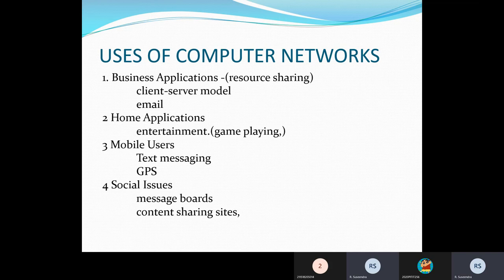The second thing is that we use computer networks for home applications. We all play PS5 or some Rummy and so on. We play entertainment games, such as online games, over the network. We are playing from our home, but we are able to play virtually. So the network is a bridge that connects your home to the game. You are able to play it virtually, right? This is the purpose of being connected with the computer network.